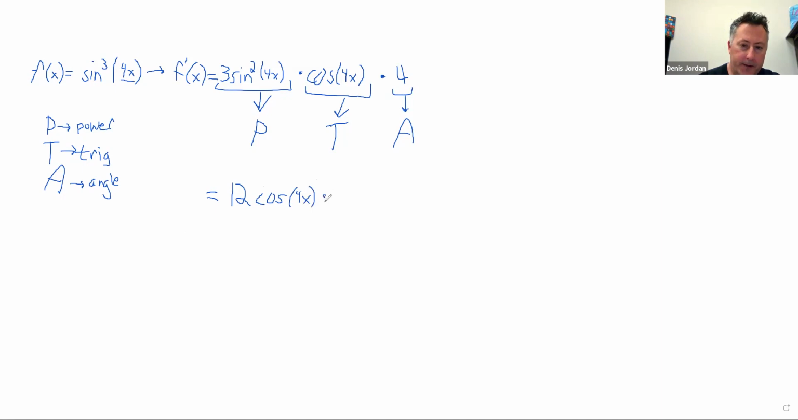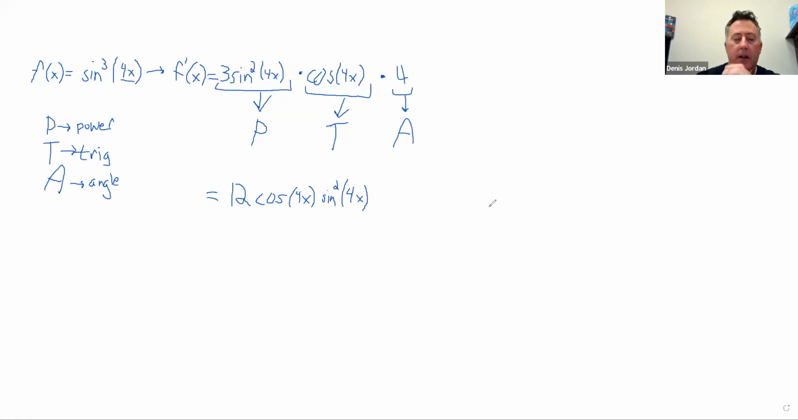And then I would write the sine squared at the end, but it's not something that you have to do. Just to me, I think it looks a little nicer. And there you go.